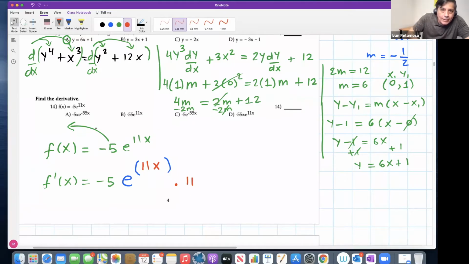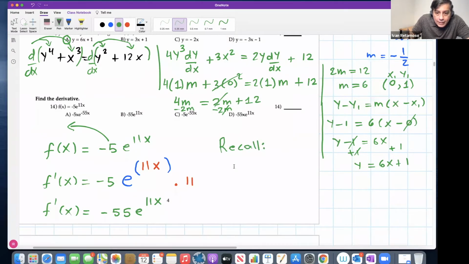So the derivative of this function is minus 55 e raised to 11x. In case you forgot, I think everybody will keep this forever: derivative of e to the x is e to the x. It's such an easy formula to remember. It's itself. I use this to get the derivative, times the derivative of the inside function. So very good, guys. That's it for 14.